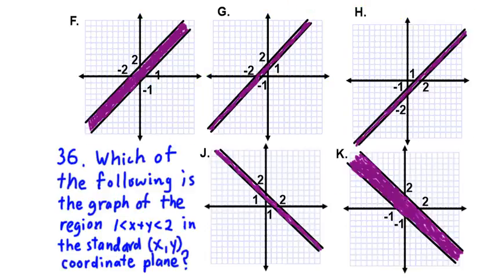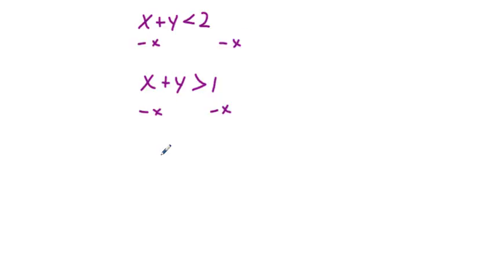Next, 36. Which of the following is a graph of the region 1 is less than x plus y is less than 2. So for this, I'm going to go to another page to leave room, and I'm going to rewrite these inequalities as x plus y is less than 2, and also x plus y is greater than 1. And then if we solve for y, we subtract x from both sides of each inequality, we get y is less than 2 minus x, and y is greater than 1 minus x.